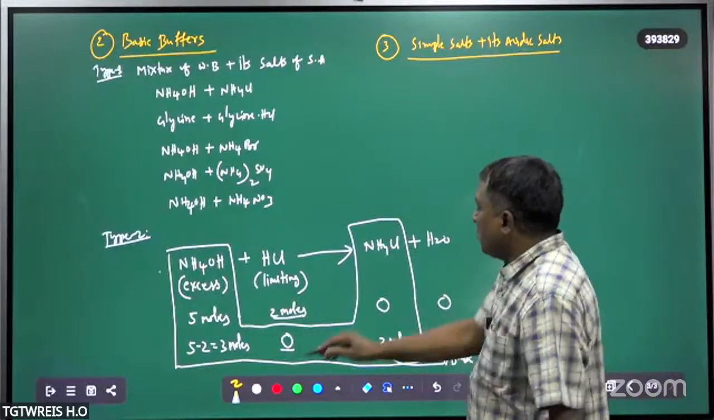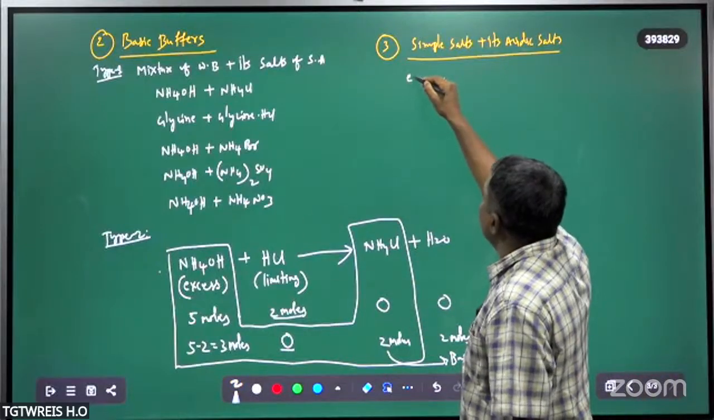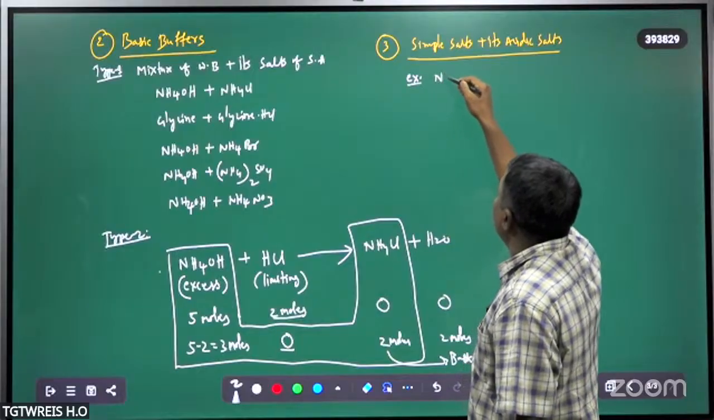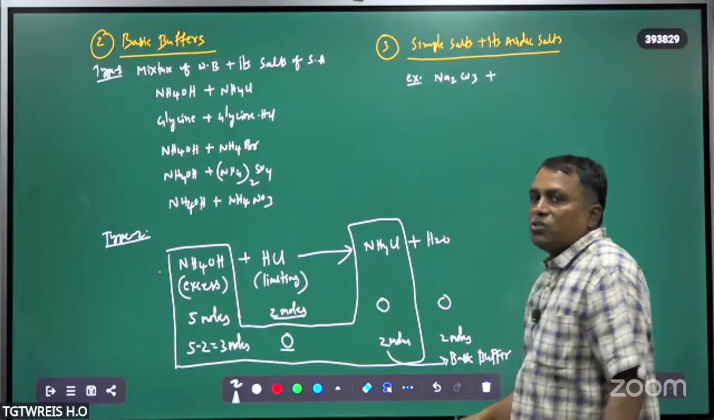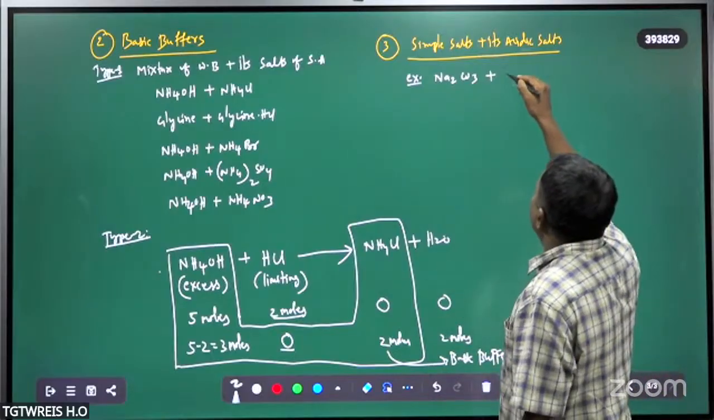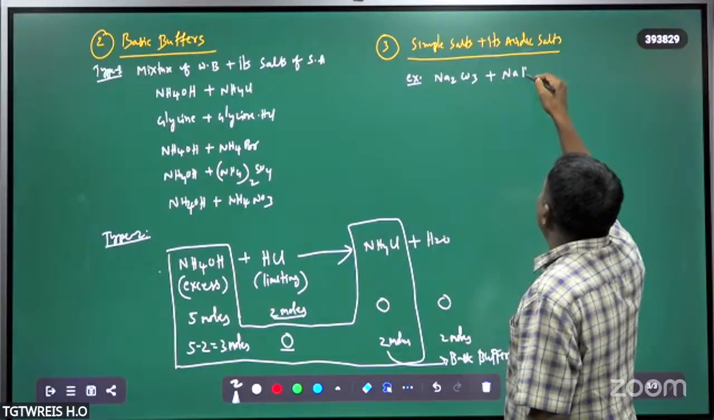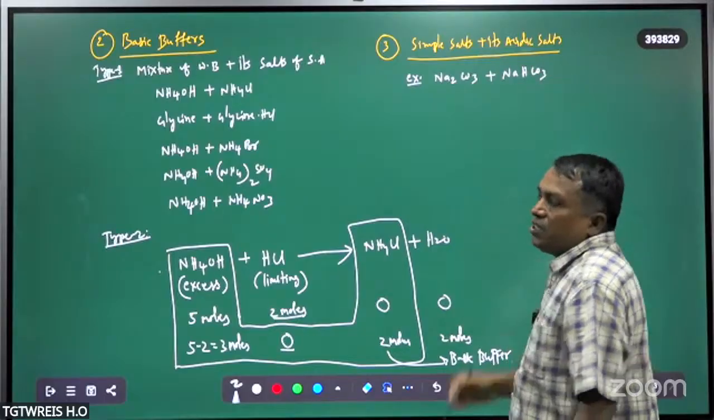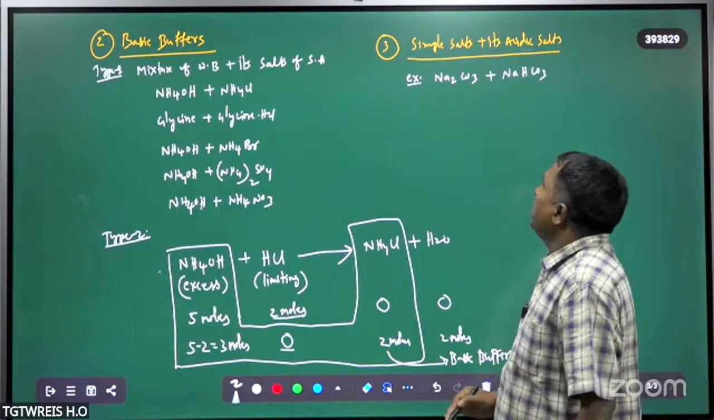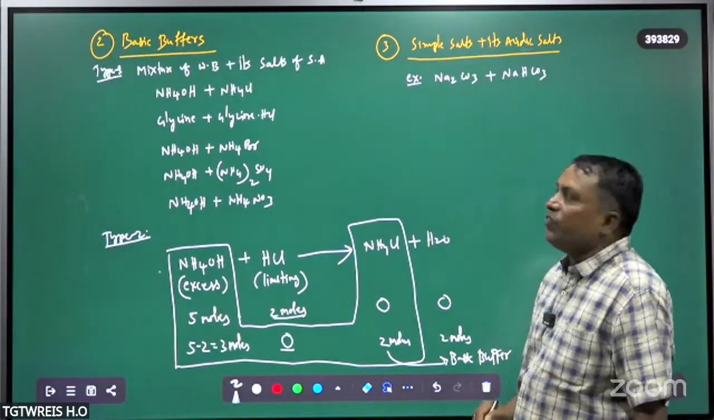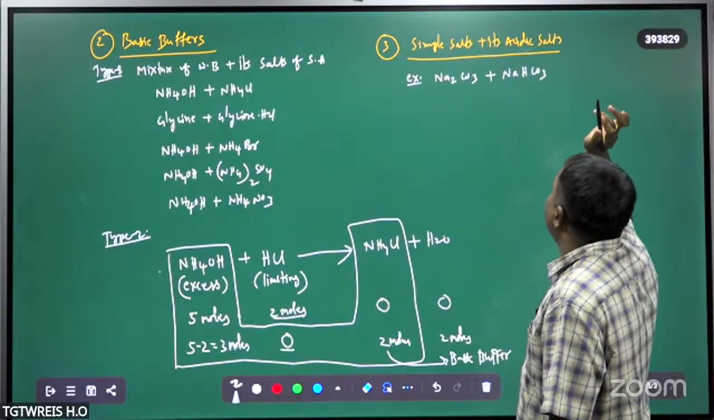For example, simple salt means Na2CO3. Sodium carbonate is a simple salt. And its acidic salt means NaHCO3 is an acidic salt. So what is their combination acting as? One buffer. This is the simple salt and its acidic salt.